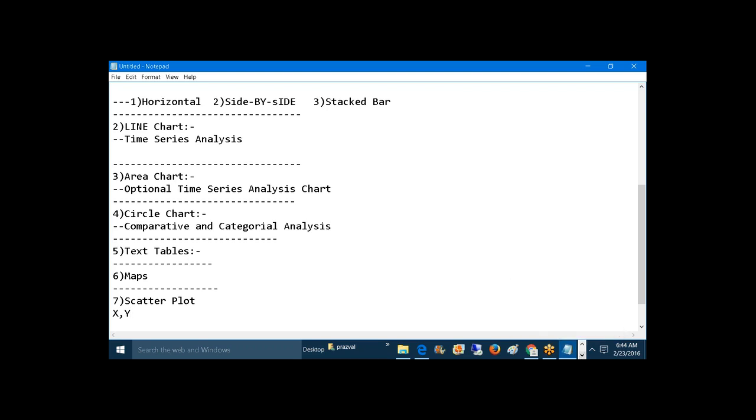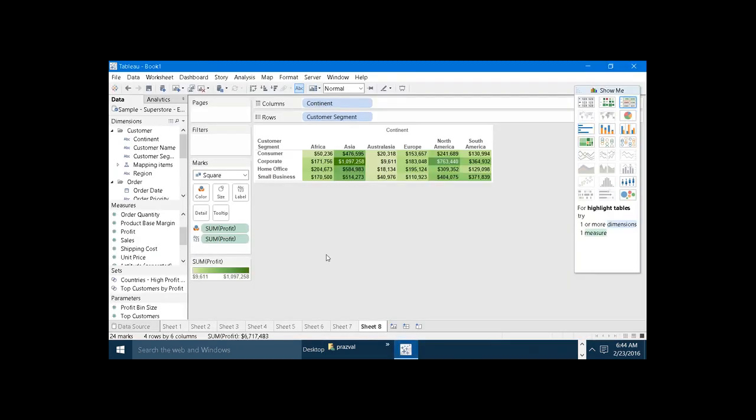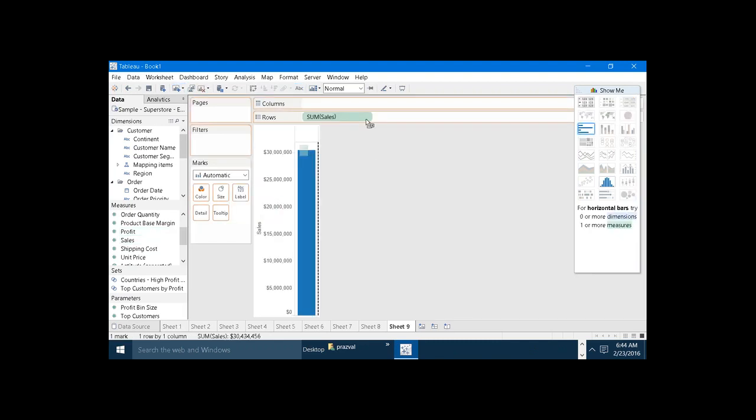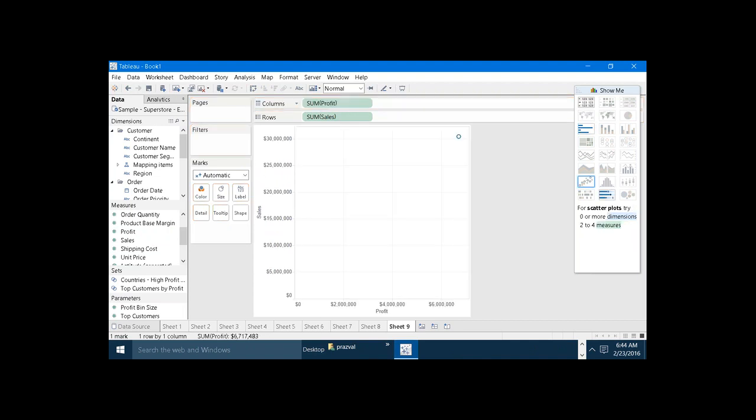So let's go to Tableau. I'm opening a new sheet. I'm taking sales and I'm taking profit. If you only take sales and profit here, Tableau shows one small circle. A small circle is called a scatter plot. So let's see the minimum requirements for the scatter plot.